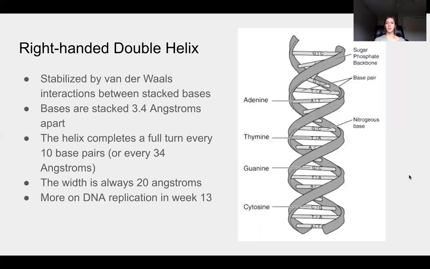The temperature at which the DNA is 50% melted is called TM, which is good to know. It's also good to know this is a right-handed double helix, which just talks about which way this helix is turning. And the helix itself is stabilized by van der Waals interactions between these stacked bases. So the bases are stacked 3.4 angstroms apart, and the helix completes a full turn every 10 base pairs, or every 34 angstroms. The width is something that's constant. That's always 20 angstroms. The length is definitely not always constant. It depends on how many base pairs we have. So we'll talk a lot more about DNA replication and a little bit more specifics in week 13.